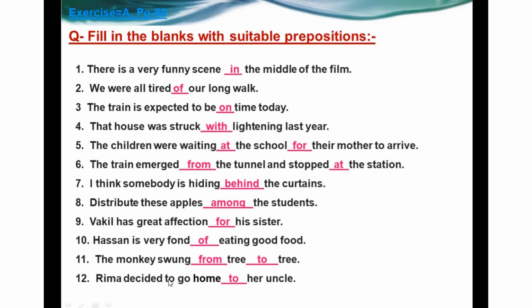Rima decided to go home dash her uncle. Now you see students, decided to go home to her uncle. We use to here. Why do we use to here? Because in the sentence, we can easily see there is some distance traveling, some movement they're talking about. This person is planning or is about to go to her uncle. So you see some movement is clearly done in this sentence. So for that we will use to here.